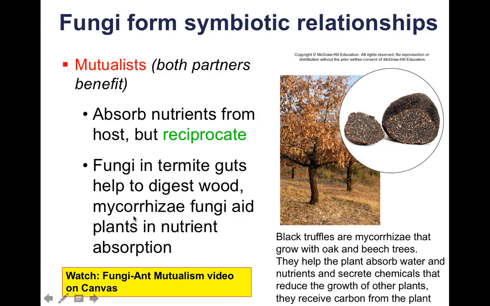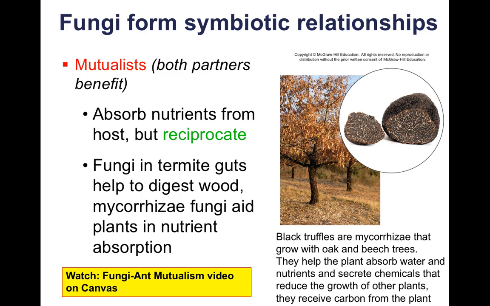So one example of an animal fungal mutualism is that termites actually have different types of fungi that grow inside them, and these fungi secrete enzymes that help them digest wood. So the fungus gets nutrition, but it also provides a service to the animal in helping the animal get nutrition as well.